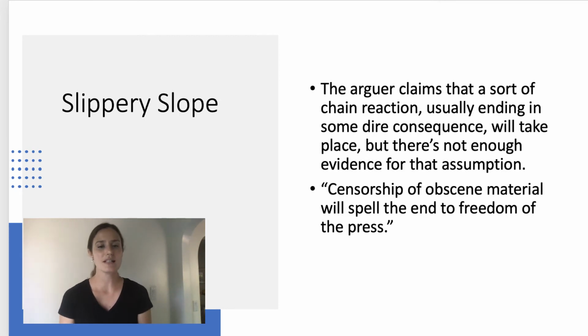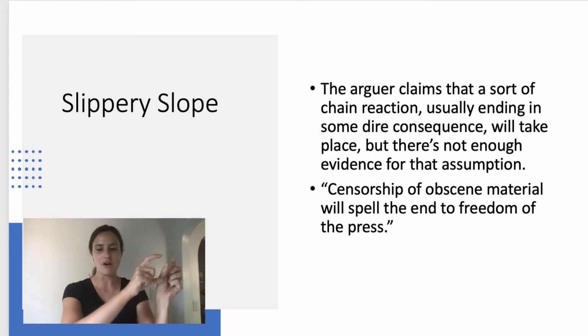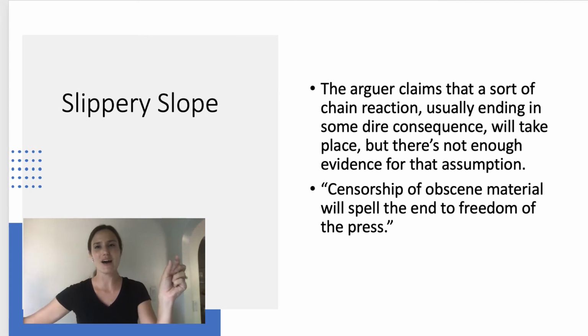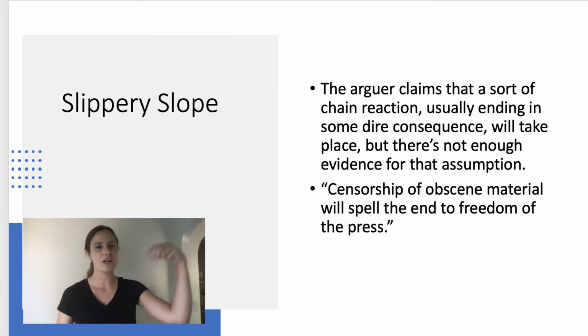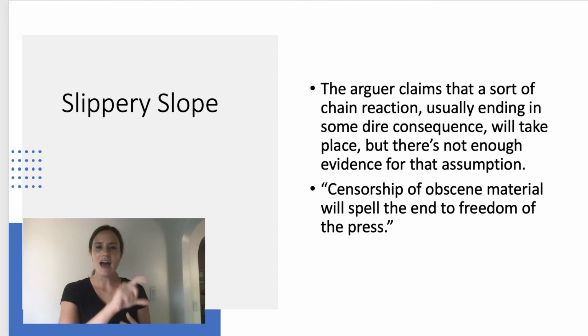Let's take a look at the next one, the slippery slope fallacy, which means just kind of what it sounds like. This is when the arguer claims that some sort of chain reaction that usually results in something pretty terrible, usually it's not something good, will happen, but there's not enough evidence for that assumption. So the arguer says, if this one thing happens, then all of a sudden we're going to tumble all the way down to Z. So we're going to go from A to Z, and they haven't given us all the links in that chain.